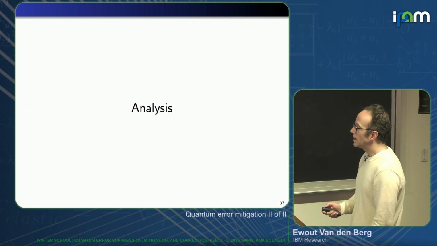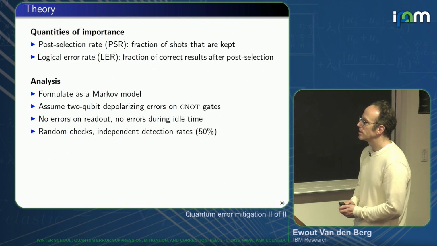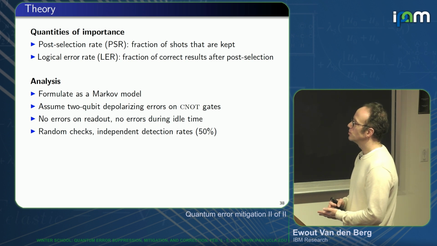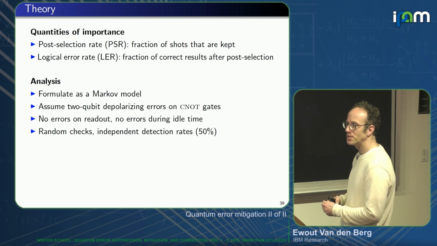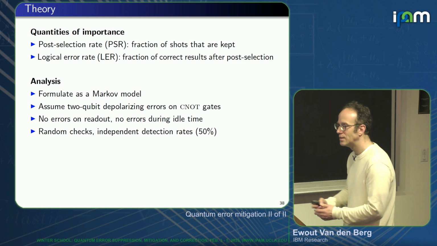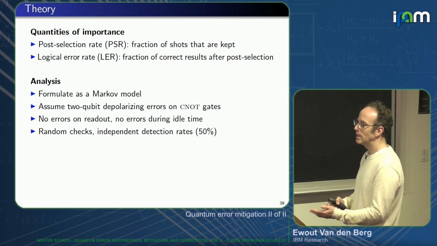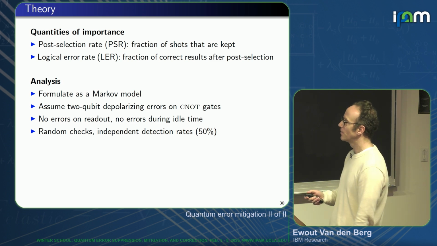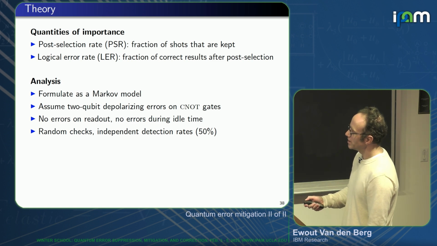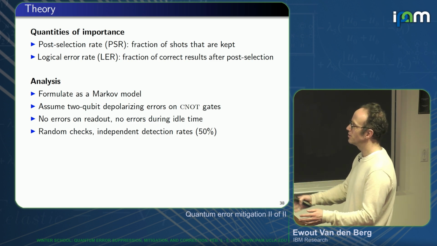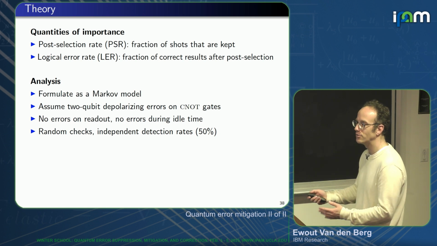So let's look at the analysis of this method, right? There are two quantities of importance. One is the post-selection rate that was already mentioned. How many of your shots actually survive this check? This will go down with the number of checks. So if one per million survives, then of course you need to take an awful lot of samples to get any information out. The second one is, what is the logical error rate? So given the shots that do survive, how many of those are still wrong, after the filtering?